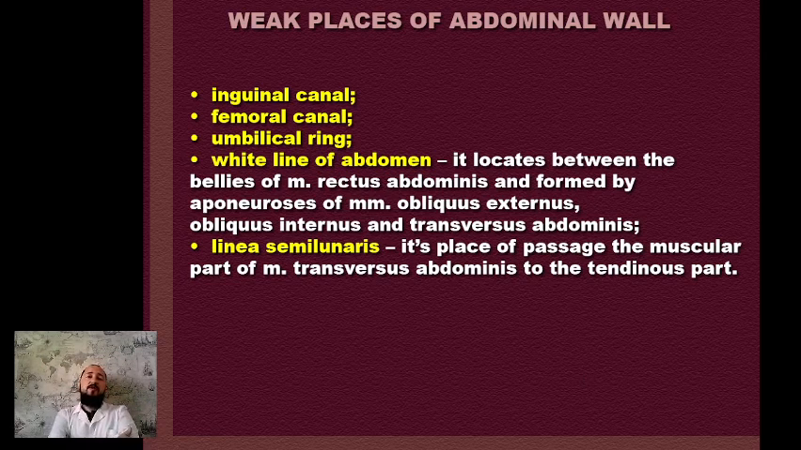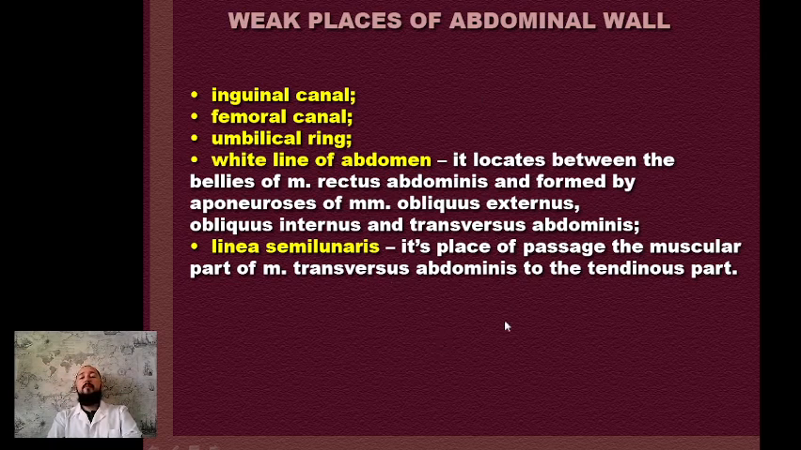Abdominal wall has so-named weak places. What does it mean, weak places? It means that these places have a lack of muscles or interspace between muscles, and hernias, abdominal hernias, can go through these places, not any places, only these places. Now, what are these places? Inguinal canal, femoral canal, umbilical ring, white line of abdomen, and so-named linea semilunaris.